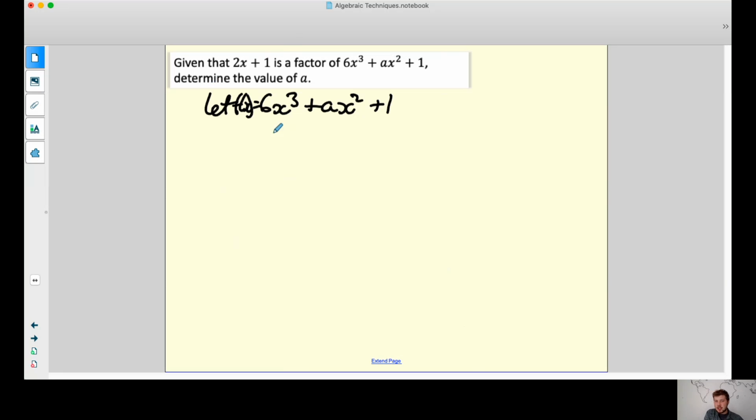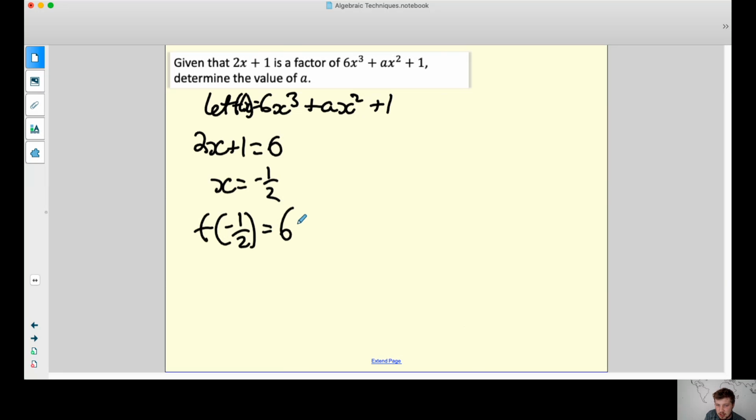then what I can do is I know that 2x plus 1 is a factor. So 2x plus 1, as it's a factor, I'm going to set it equal to 0 to get x equals negative a half. And if I now do f of negative a half, because that's what I worked out x to be, I know that this must be equal to 0. So this equals 6 lots of negative a half cubed plus a lots of negative a half squared plus 1. And again, I know that must be equal to 0 using the fact that it is a factor.